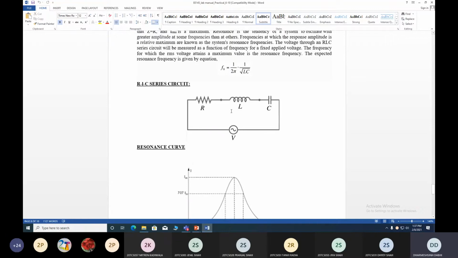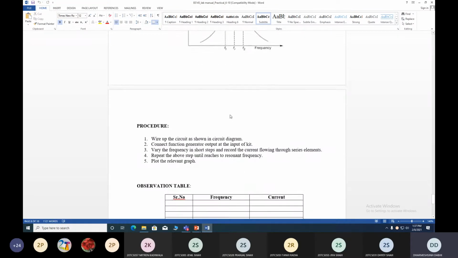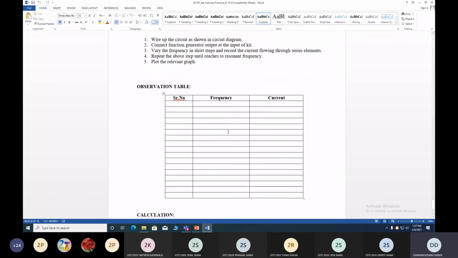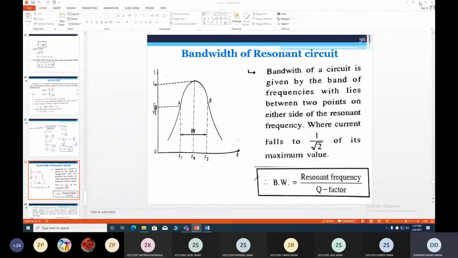So we practically as well as theoretically prove this. First we calculate theoretically what the resonant frequency is. Let's watch this video in which we first calculate theoretically the resonant frequency, and then practically check whether at that resonant frequency you get the maximum current or not.